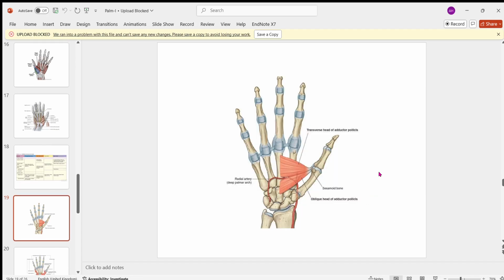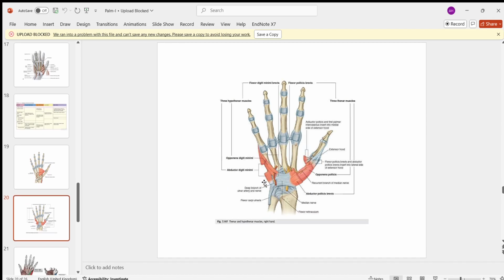In this picture, we can see the two heads, the oblique and the transverse heads of the adductor pollicis. This is a special muscle of the lateral side that is supplied by a nerve of the medial side, which is called the ulnar nerve. In this picture again, we can see the muscles of the thenar eminence and the muscles of the hypothenar eminence, and this one is the flexor retinaculum.